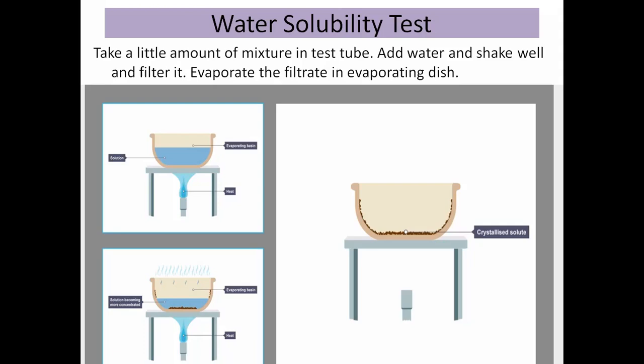What is meant by filtrate? When you take the mixture, you add water to it. If one compound is water soluble, it will get dissolved, and the other compound, if it is water insoluble, will remain as it is. Then you have to filter it. After filtration, the water you get is called the filtrate, and the water insoluble compound remains on the filter paper.